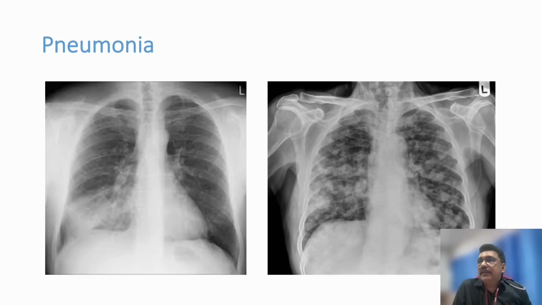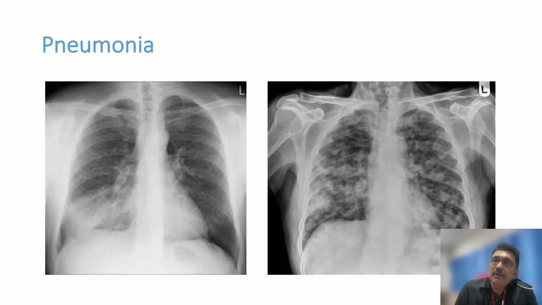Whereas on the second X-ray, what you are seeing is bilateral diffuse shadows. If a short history is there, then it is mostly viral pneumonia. We have to start oseltamivir. Oseltamivir 75 milligram BD, that's an antiviral. For other viral infections, there is no major treatment, so you can just treat with oseltamivir with this type of infection.